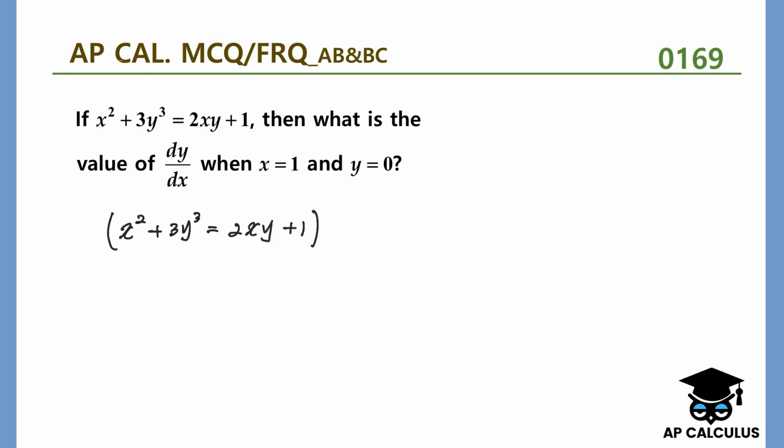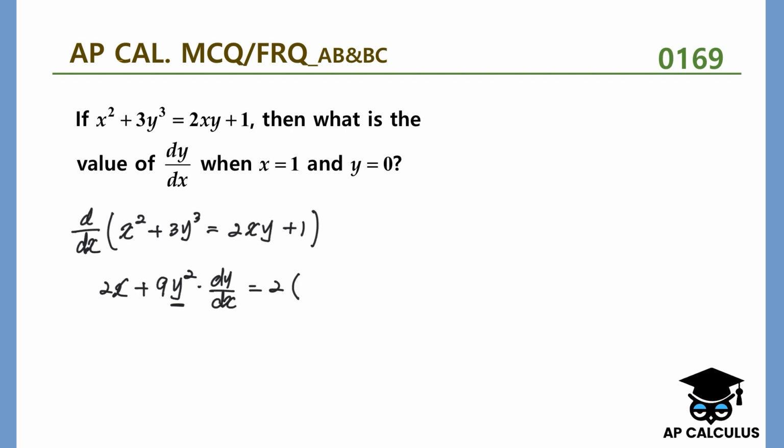So differentiate this equation with respect to x. The derivative of x squared is 2x, plus the derivative of 3y cubed, that's 9y squared, power rule, and times the derivative of y itself, dy over dx, chain rule. Is equal to, we have 2 times xy. So leave 2 outside of the parentheses.